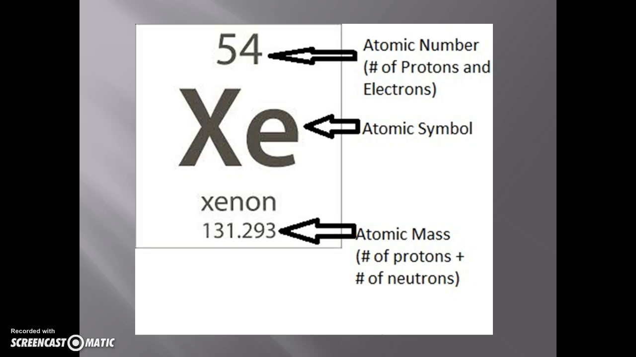You're also seeing the atomic symbol, which is a short form for the element's name, in this case Xe. And then at the bottom you have the atomic mass. In this case you have number of protons plus the number of neutrons. And this is an average, and we'll talk a lot more about isotopes as the course progresses. But this is an average of all the protons and neutrons added up in all the different xenon atoms in the universe.